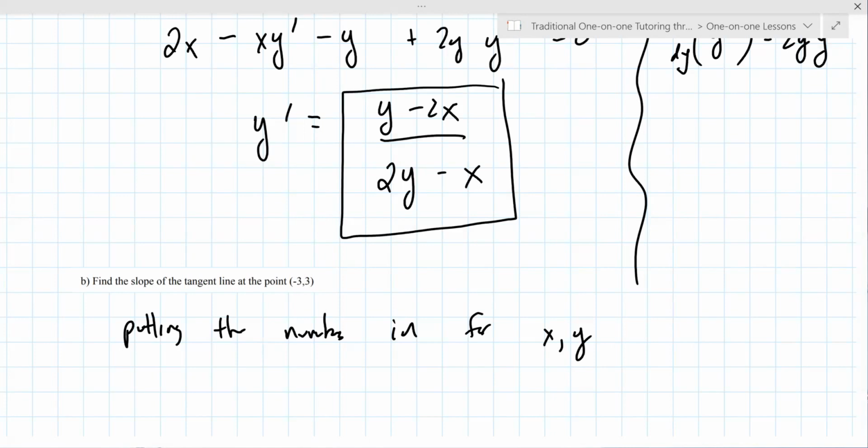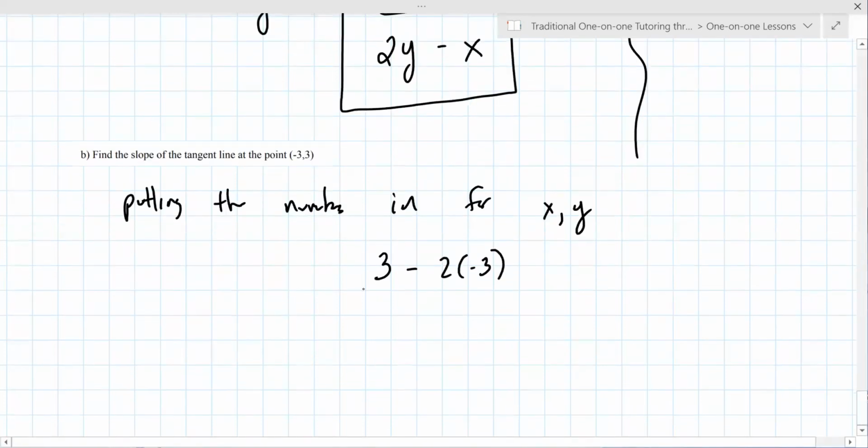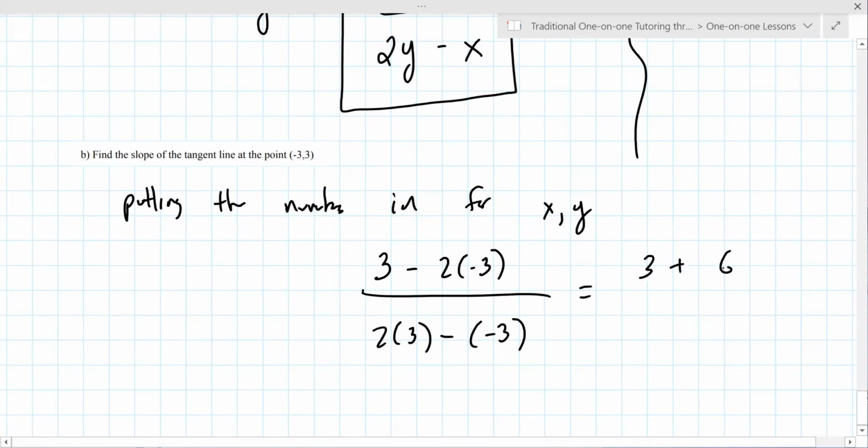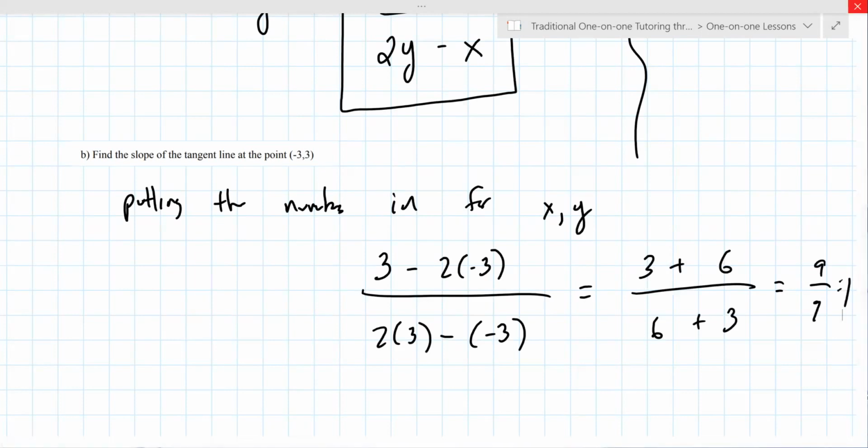Okay, so 3 minus 2 times negative 3, 2 times 3 minus negative 3, 3 plus 6, 3, 1. Yeah. Yes. All right, so let's look at part C.